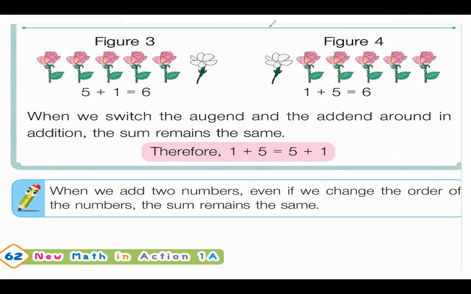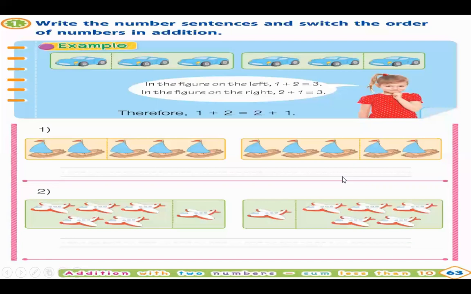You can also write this one. Let's say, for example, 7 plus 2, or you can switch it by writing 2 plus 7. 7 plus 2 equals 2 plus 7. So that is switching. When we add two numbers, even if we change the order of the numbers, the sum remains the same. Now, write the number sentences and switch the order of the numbers in addition.